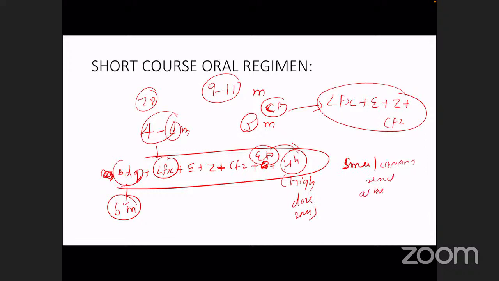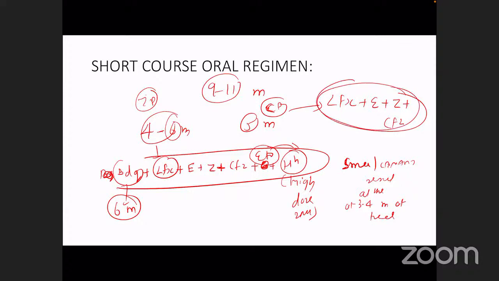at the end of 3 to 4 months of treatment. If it comes positive, you may have to extend the treatment for 2 months. If it has come negative, you can stop giving this agent and shift to these 4 drugs.